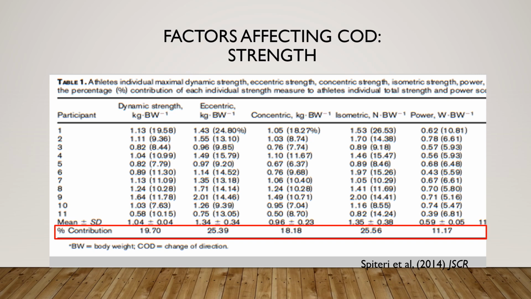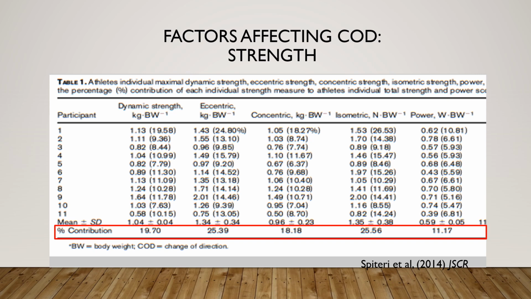So what this is illustrating is that obviously many different types of strength all contribute to changes of direction. However, it's not uniform across all different types of strength. Different types of strength can have a bigger impact on someone's ability to change direction. Eccentric strength and isometric strength in particular are important parameters when it comes to change of direction.